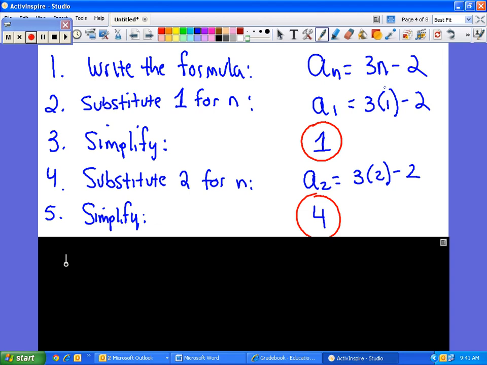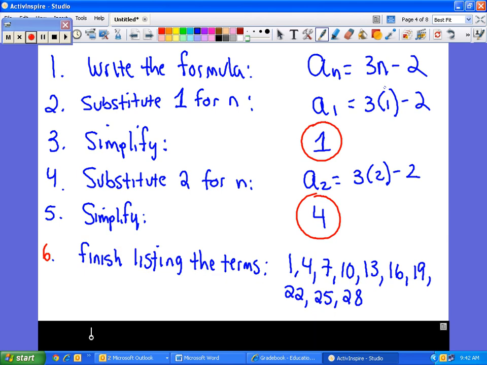And the 1 and the 4 are circled because we're now going to use that information to generate the next term and terms of the sequence. Now, without having to plug in, what do you think the next term in the sequence is? 7. What did we do? We added 3. To go from the first term to the second term, we add 3. And the term after that? 10. So if I want to list the first 10 terms, that's all I have to do, is keep adding 3.